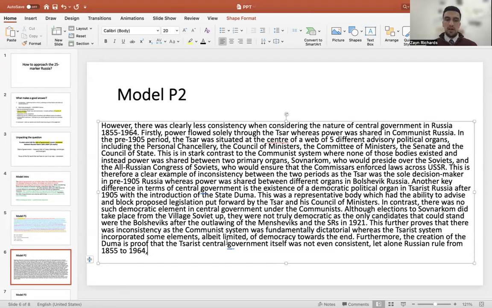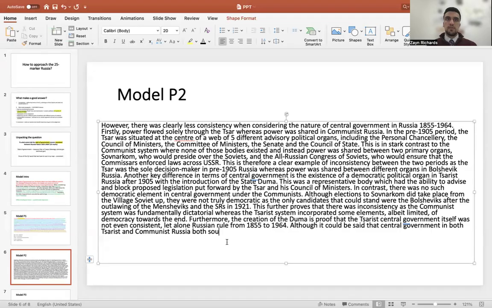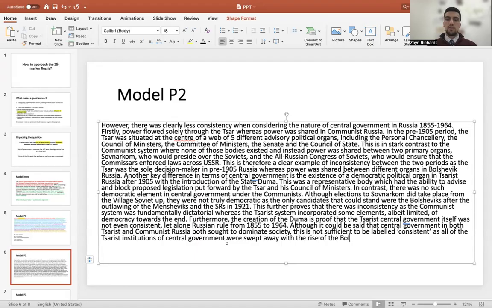So that's the start of my analysis. I then need to consider a counter-argument. So although it could be said that central government in both Tsarist and communist Russia both sought to dominate society, this is not sufficient to be labeled consistent, as all of the Tsarist institutions of central government were swept away with the rise of the Bolsheviks. Therefore, Russian central government changed significantly and was thus not consistent.